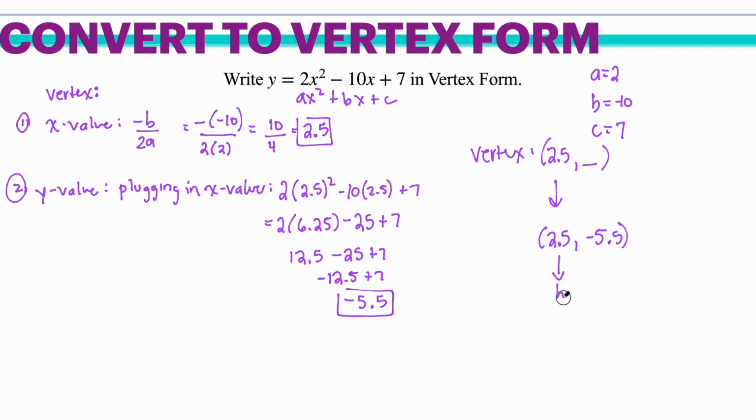That represents my h, that represents my k. So I know that it's going to be parentheses x minus h, plus k, but k is negative, so it's going to be minus 5.5. And the last step is to find a. Well, we know a. They actually already told us at the very beginning. a is 2. So therefore, my final equation is 2 times (x minus 2.5) squared minus 5.5.